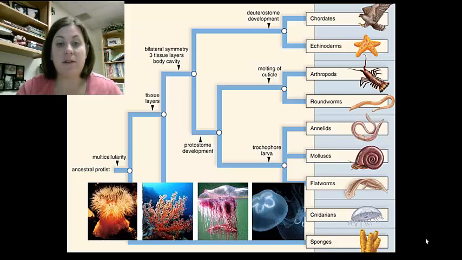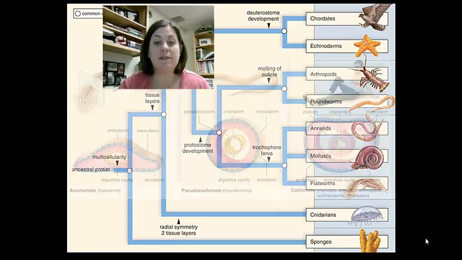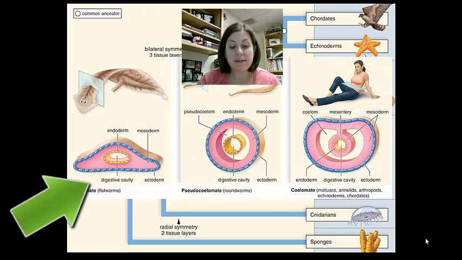The next trait is the presence of a body cavity, and this body cavity is called the coelom. Now, acoelomates are animals that do not have a body cavity, and you see this in the picture with the flatworms, acoelomates.